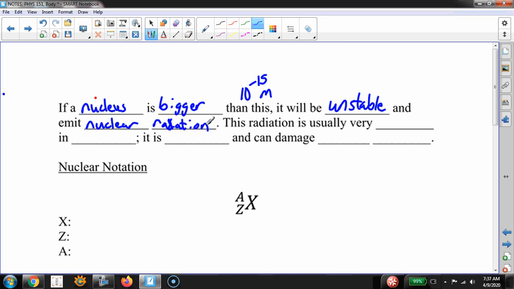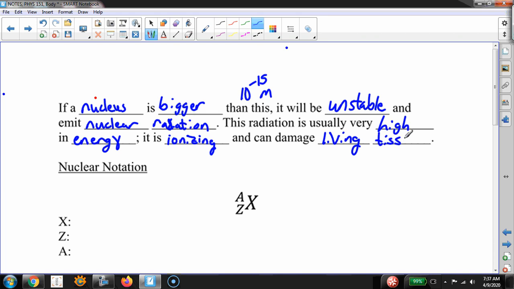This radiation is usually very high energy. It is ionizing. That is to say, because it's high energy, that radiation can come into the molecules of your body and ionize them, remove electrons from those atoms and molecules, and it can damage living tissue.